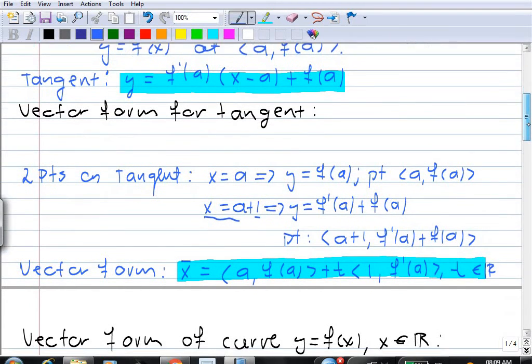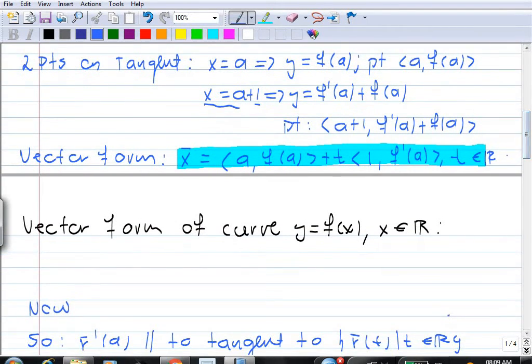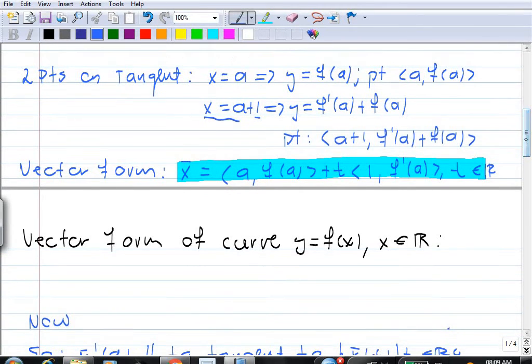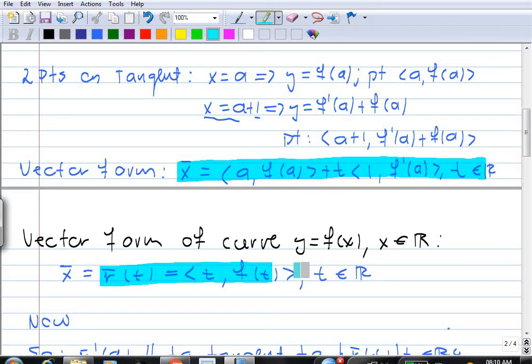Now, we can also write down a vector form for the curve with equation y is f of x. Right? The simplest way of doing that is to set x equal to r of t, where r of t is (t, f of t). And again, t can be any real number. Right. So again, the range of this vector function r of t gives you the graph of f.